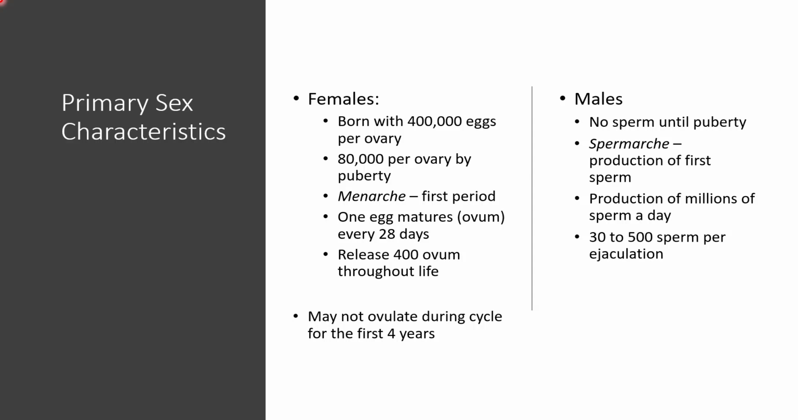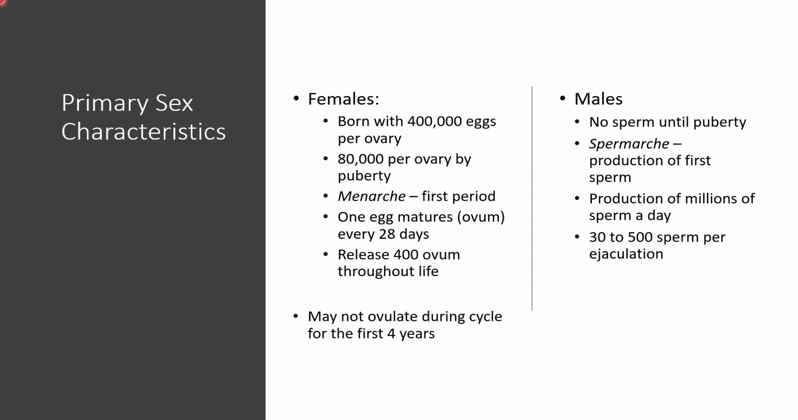One of the things we want to make sure we're focusing on while talking about primary sex characteristics is the production or beginning of release of the egg and sperm within the male and female reproductive system. In case you are unfamiliar, females are actually born with roughly 400,000 eggs, but many of those have already died by the time we reach puberty. At the onset of puberty, most females have roughly 80,000 eggs in their ovary. Once a female reaches menarche, or their first period, we see one egg maturing or releasing into the reproductive system roughly every 28 days. Over the next few decades, a woman will release about 400 ovum, or mature eggs.